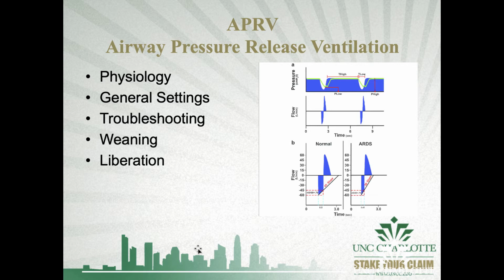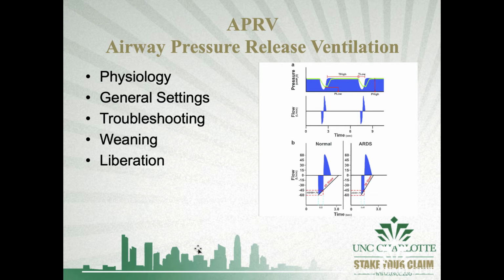Oftentimes, you'll have some discussions with certain clinicians about setting a P-low. Now, I want to clear this up right now. You set the P-low at 0 because we want to air trap in these patients. We want to provide a sufficient T-low that we're not de-recruiting our lungs, but we're providing enough time for gas exchange to get CO2 out, okay?